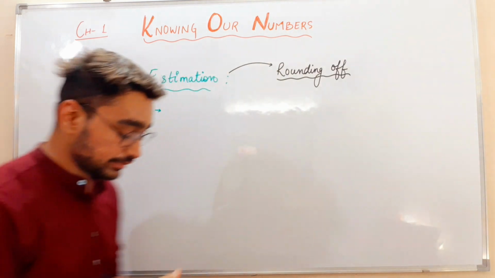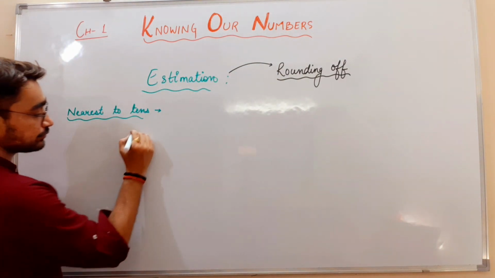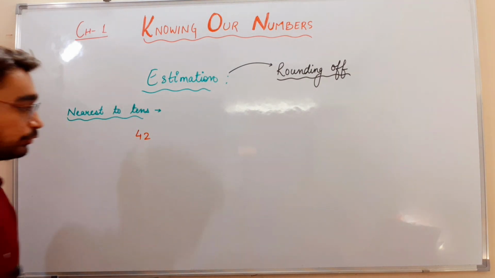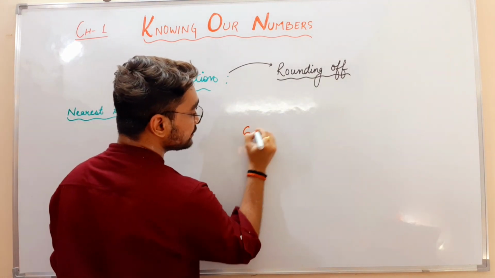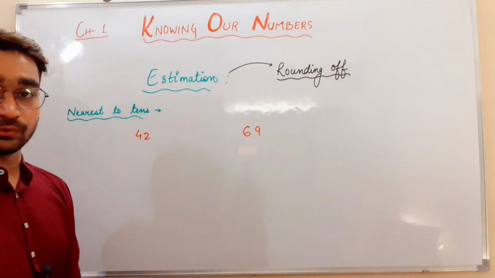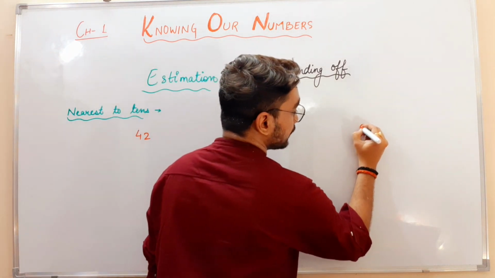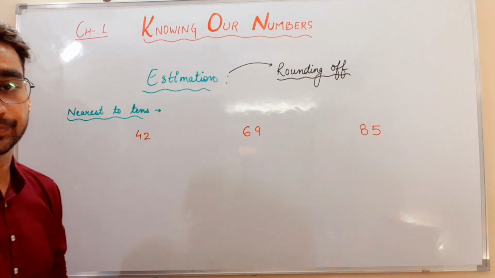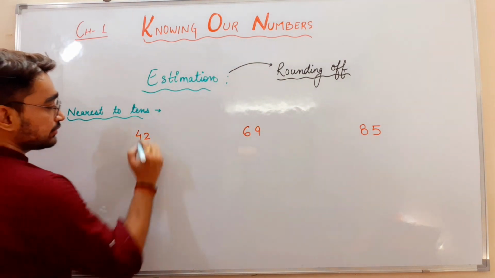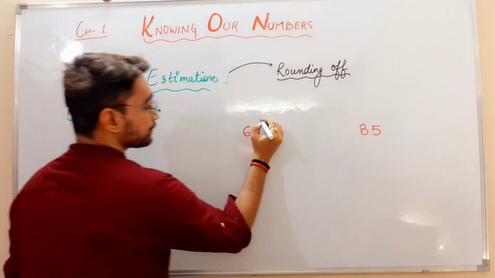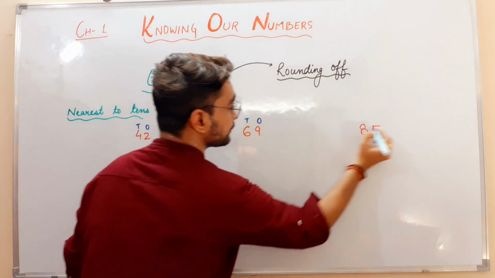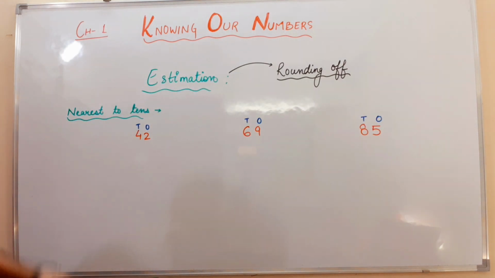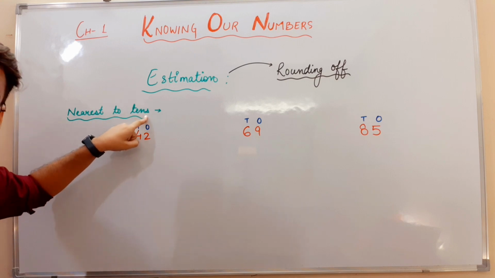So if I am saying that round off 42 to nearest to tens, what I have to do? Or if I am saying round off 69 nearest to tens, what I want to do? Round off 85 nearest to tens, what I have to do? First of all, I will mark this is the ones place, this is the tens, ones, tens, ones, tens, right? I have to round off nearest to tens.